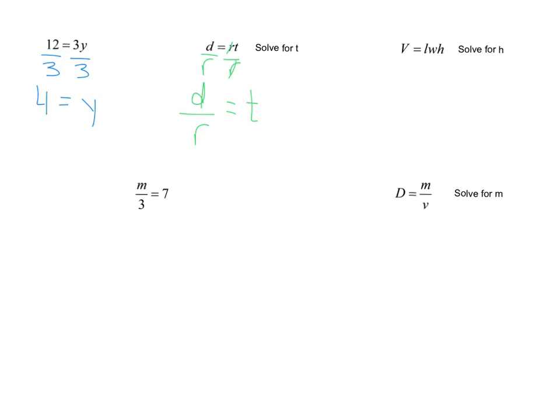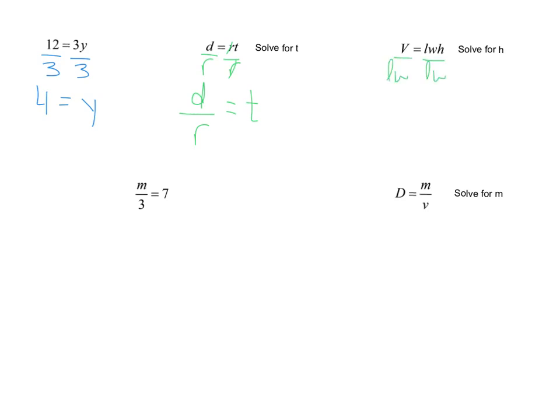Here's one you're familiar with, the volume formula. Volume equals length times width times height. I want to solve for h. So I look, L and W are in the way. They are keeping h from being isolated. This whole thing is multiplied, right? So what's kind of cool here is I can divide by L and W at the same time.